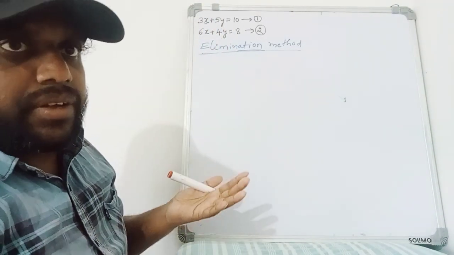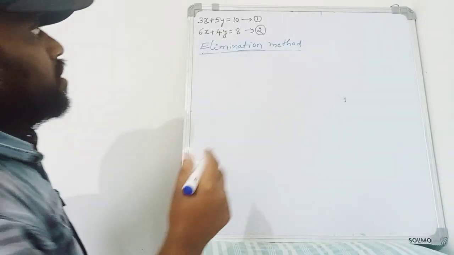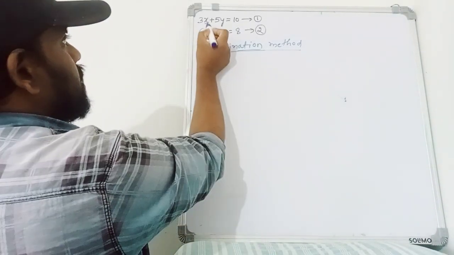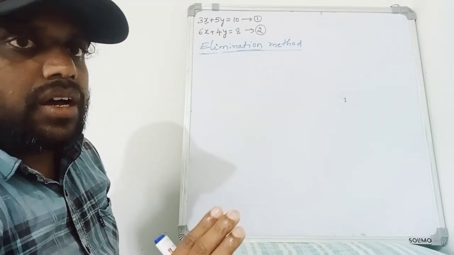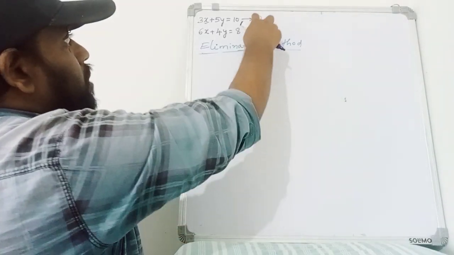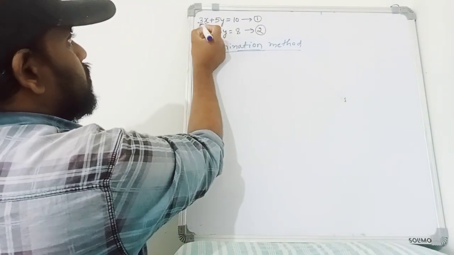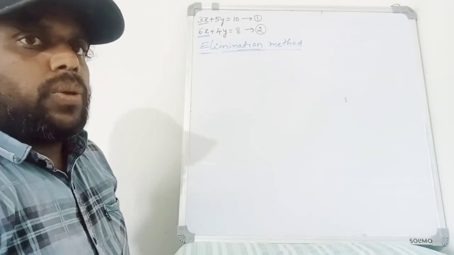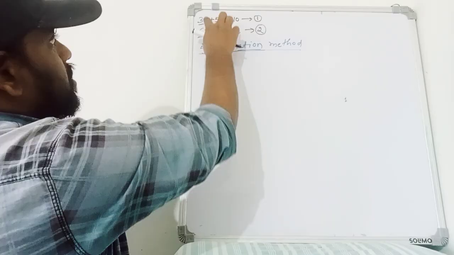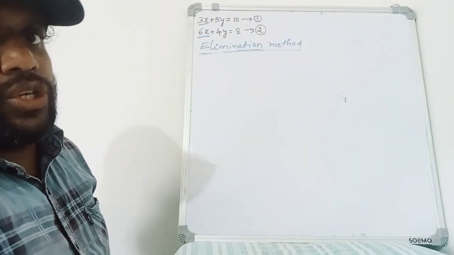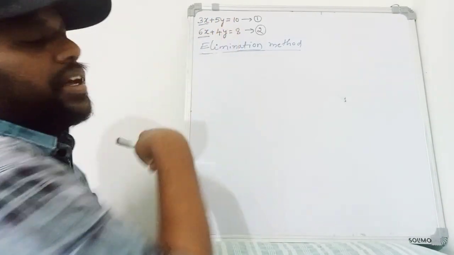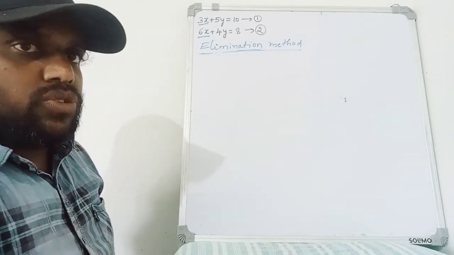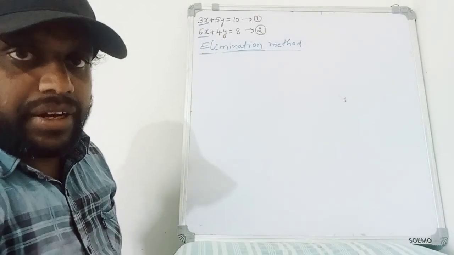How can we eliminate? Now what you have to do? So we are first eliminating variable x, right? So consider the terms in both the equations that contain x. So your 3x, your 6x. Now what we have to do? When we subtract these two, we should get 0. 0 means this x will get eliminated when we subtract.